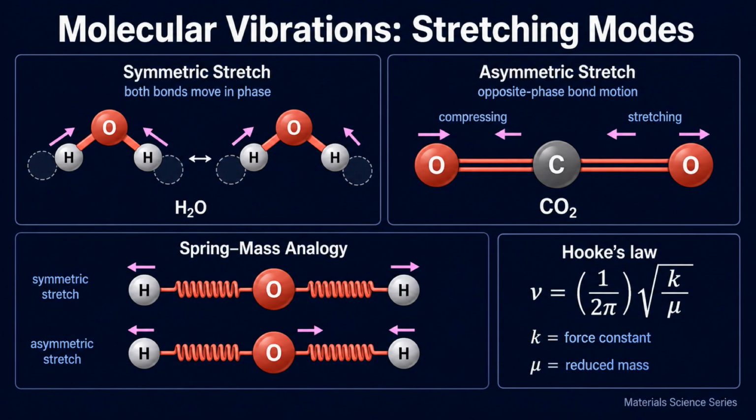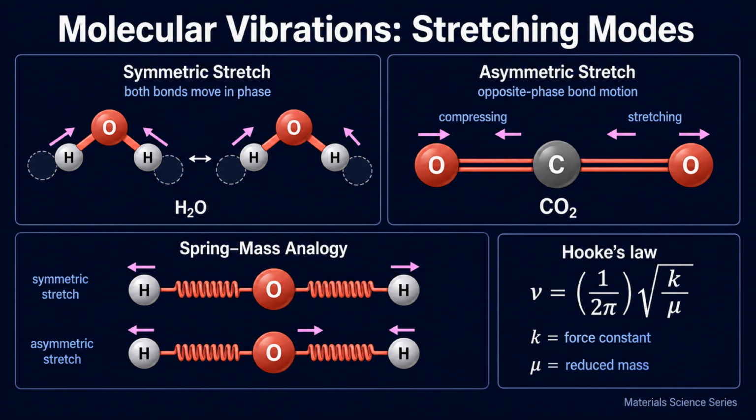Stretching vibrations involve changes in bond length. Symmetric stretching occurs when bonds stretch and compress together, as in water where both OH bonds lengthen simultaneously. Asymmetric stretching has bonds moving out of phase, as in carbon dioxide, where one C=O bond lengthens while the other shortens. The spring mass model describes these vibrations mathematically.